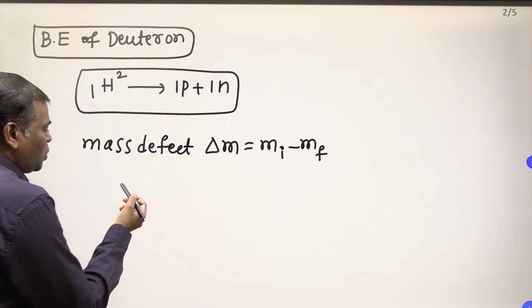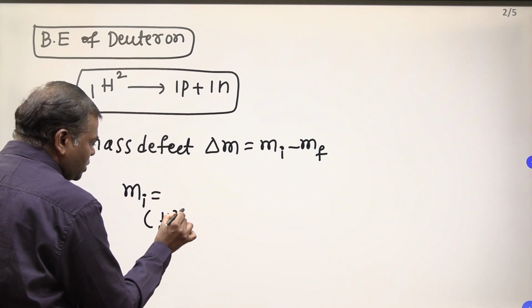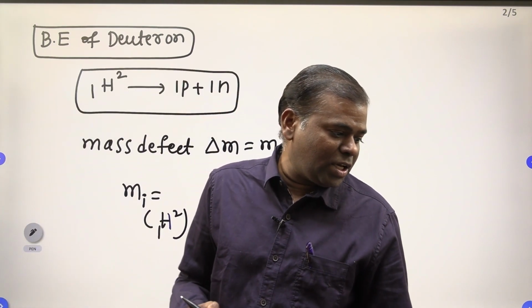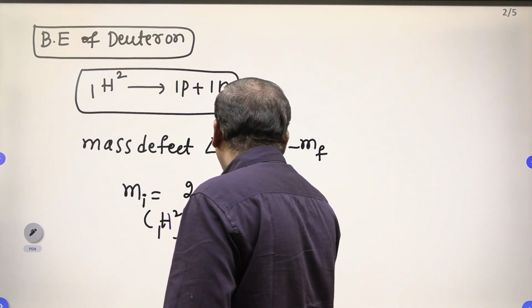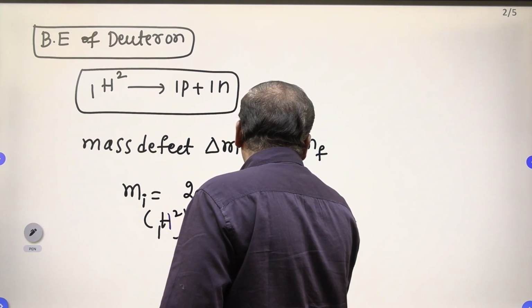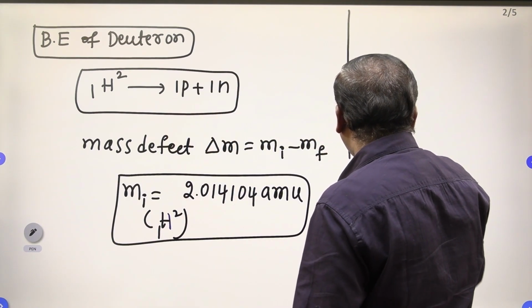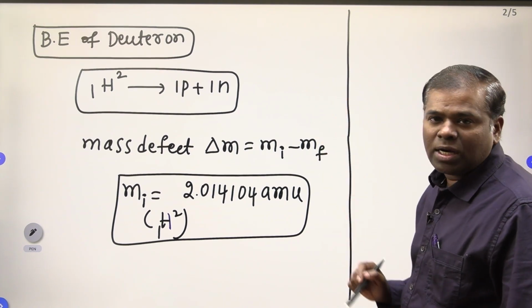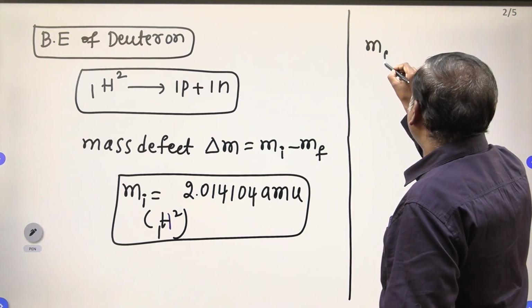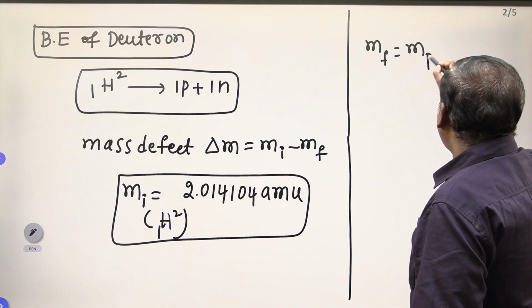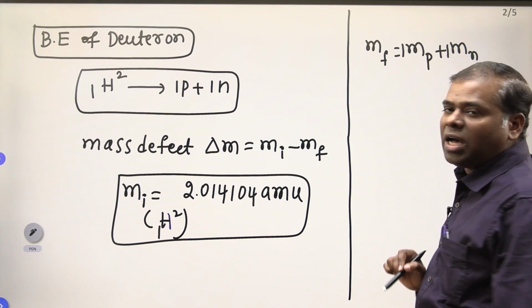First, the initial mass of the Deuteron, Mi of 1H2, is 2.014104 atomic mass units. Now we have to calculate the final mass of the Deuteron. The final mass of the Deuteron is equal to the mass of the proton plus the mass of the neutron. 1 mass of the proton and 1 mass of the neutron.